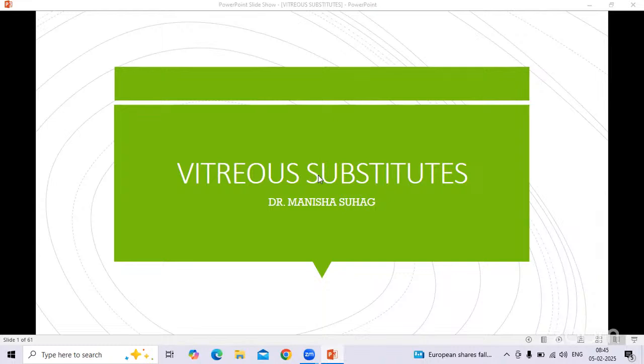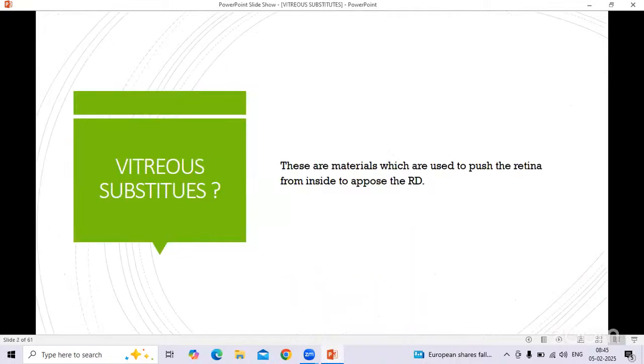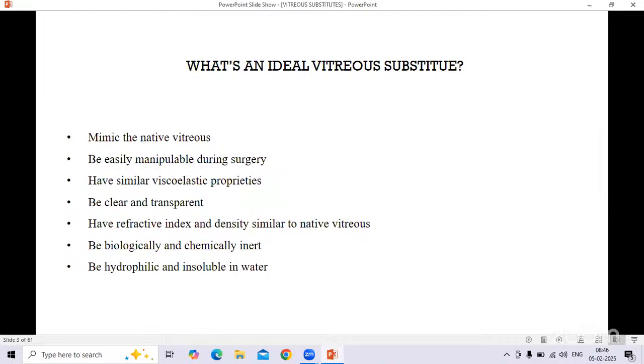Okay. Good morning. Today I'll be talking about vitreous substitutes. So, what are vitreous substitutes? These are materials which are used to push the retina from inside in retinal detachment cases to attach the neurosensory retina with the RPE.